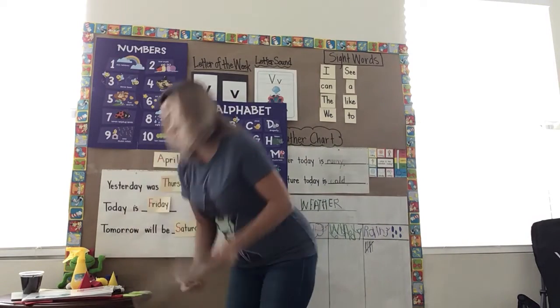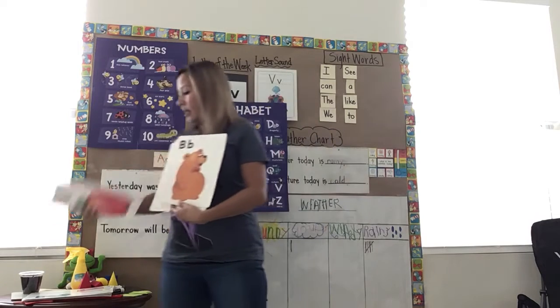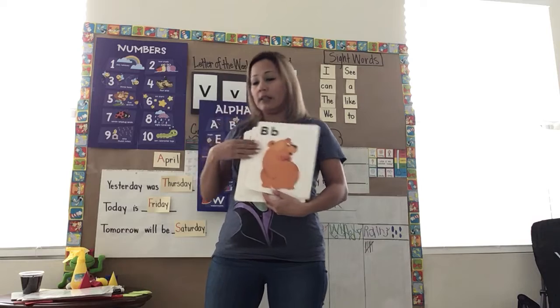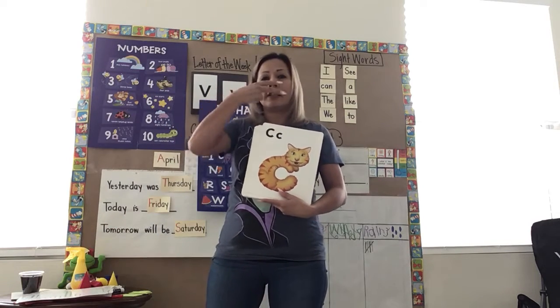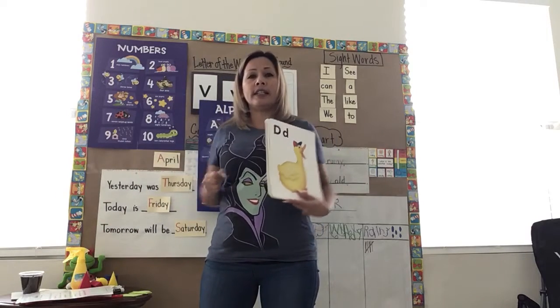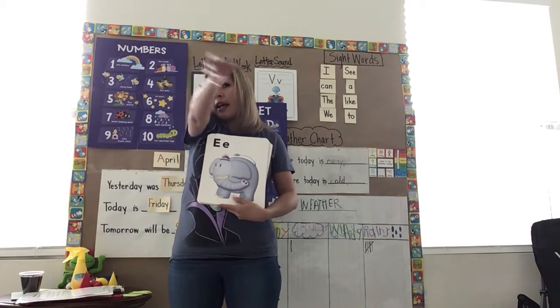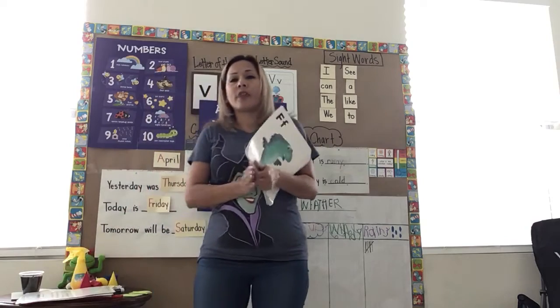Alright, let's get ready to do our letter sounds. Ready? Who let the A out? Ah, ah, ah, ah. Who let the B out? Ba, ba, ba, ba. Who let the C out? K, k, k, k. Who let the D out? Da, da, da, da. Who let the E out? Eh, eh, eh, eh. Who let the F out?